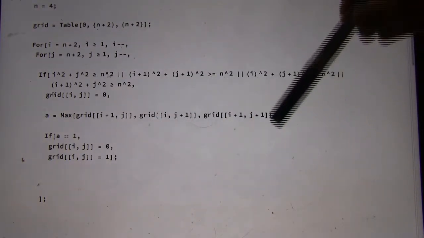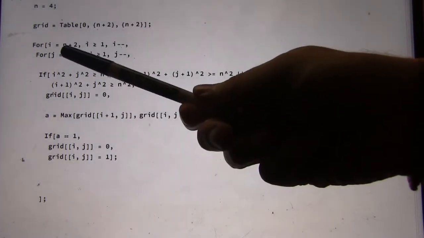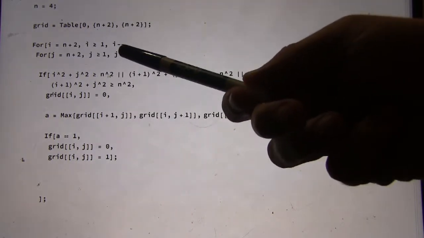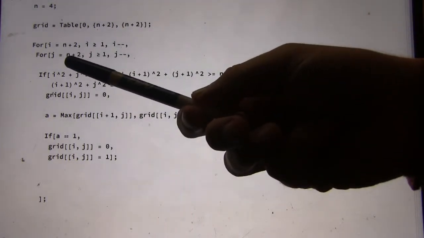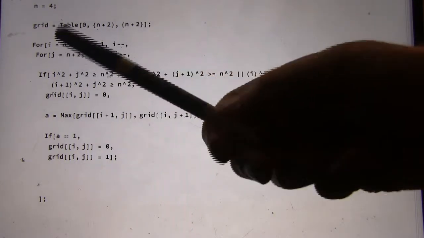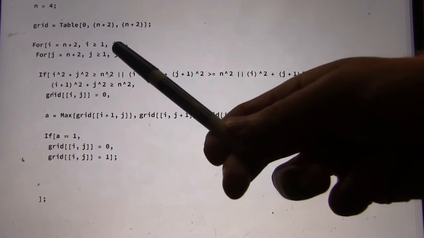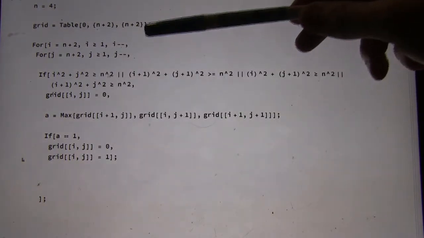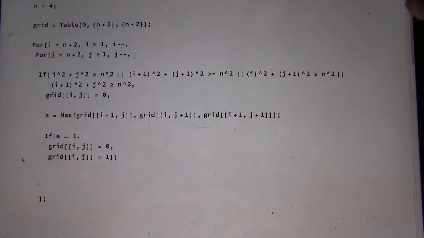Okay. So what I do is a for loop, and we start at the end, n plus 2. We start at n plus 2 and we count down, i minus minus, till we get to 1. The i's are going to be the x coordinates, say, and the j's are the y coordinates. And then in my for loop, counting backwards, like we were talking about, you see that going backwards was a good strategy.